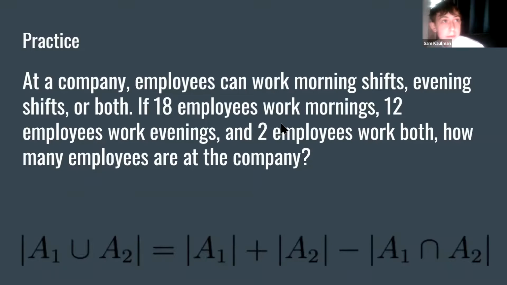Yep, 12 is the size of our second set. So this is going to be 28, because 18 is the size of our first set, the set of employees who work mornings. 12 is the size of the second set, so you add 18 plus 12. And then the intersection between those two sets, the employees who can work both, is 2. So you do 18 plus 12 minus 2.